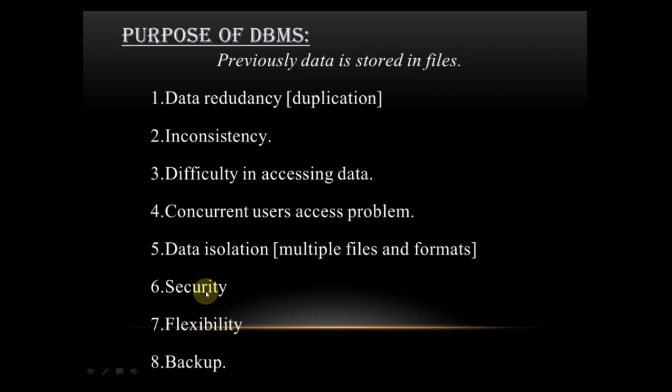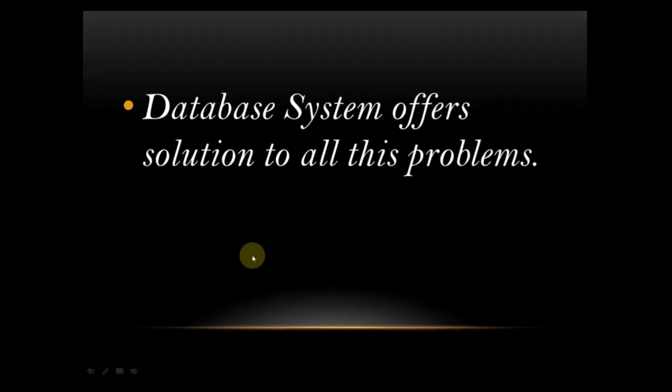Next is flexibility. DBMS systems are more flexible, which allows us to make changes in the structure without much difficulty compared to traditional file keeping system. Next is backup. DBMS must provide the facility for backup and recovery to restore the data in case of failure. So these are some drawbacks of file system. So database system offers a solution to all these problems. Thank you.